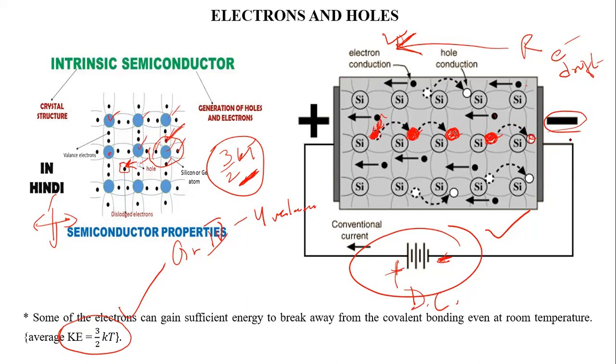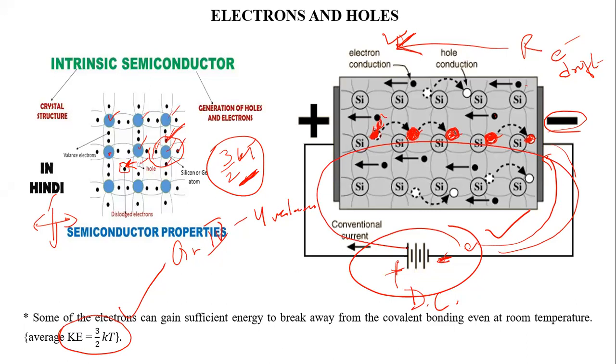And similarly, another electron will be supplied by the external battery. That electron supplied by the external battery will occupy this location, resulting in electron motion from this to this.